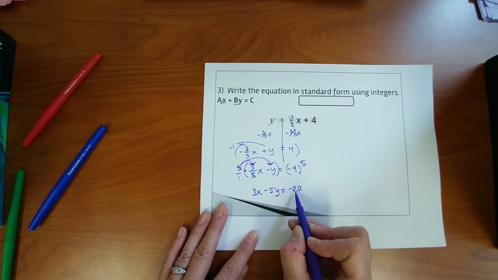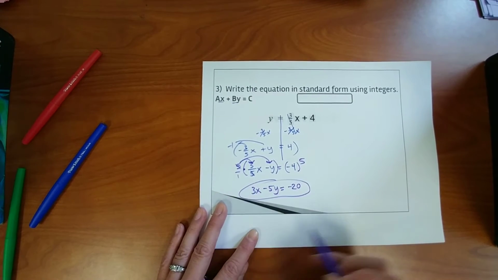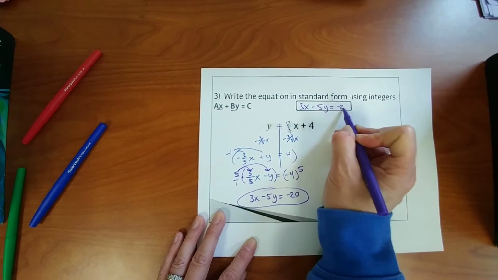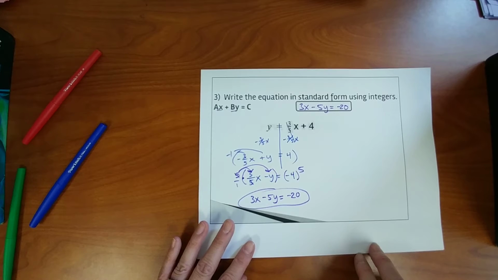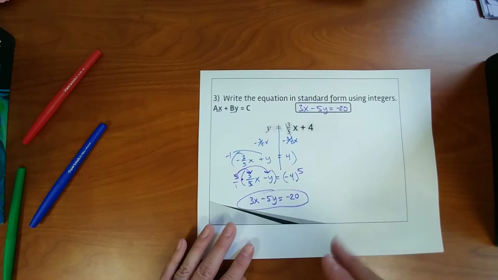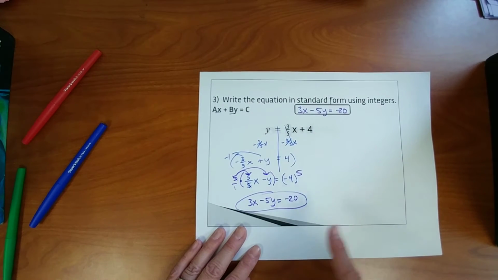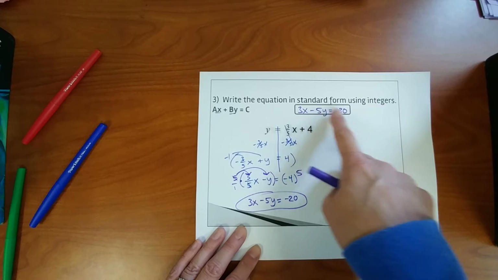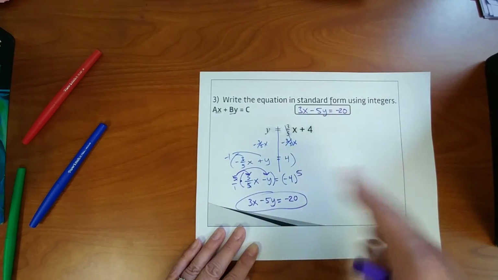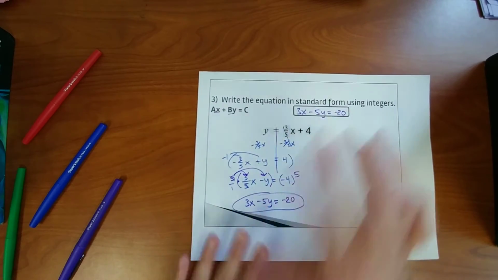And it looks like I can't simplify because not all terms are divisible by something. So here's my standard form. 3x minus 5y equals -20. And you can see here that all of these are integers, whole numbers, no negative in the front. So it follows all the rules. Now I just want to point out something to you, that the 3, the 5, and the -20, they represent absolutely nothing. None of them are the slope. None of them are the intercept or anything. They're just numbers. That's it.